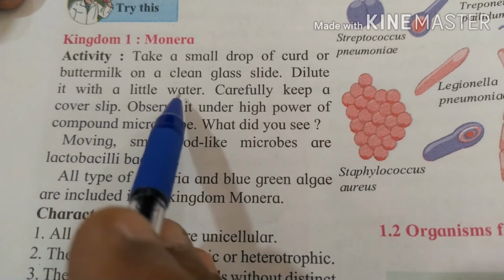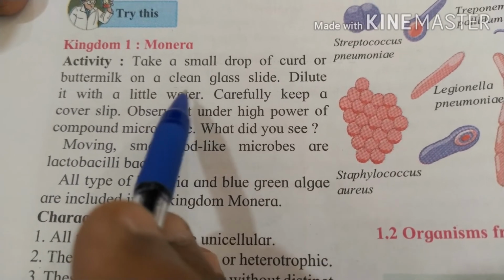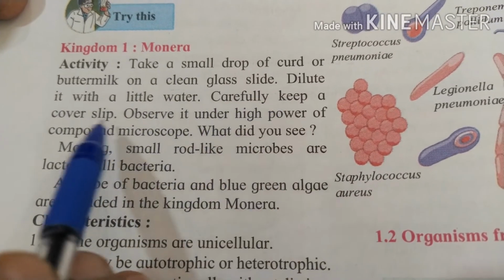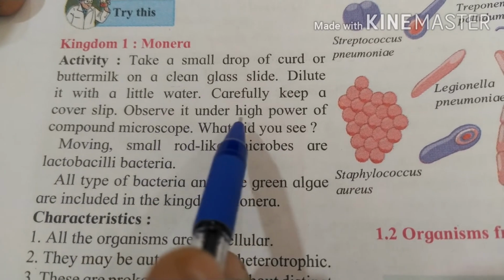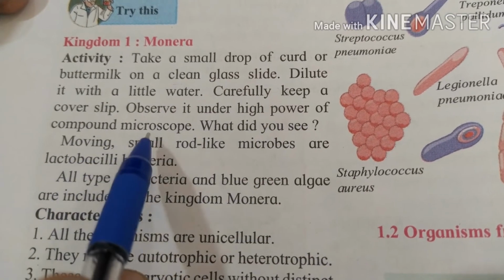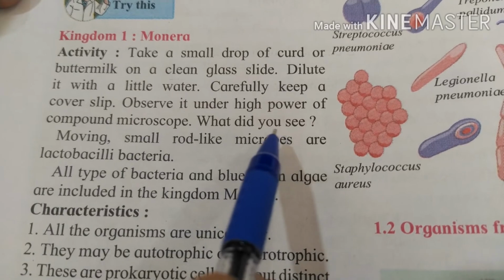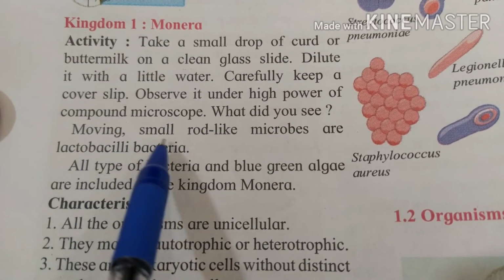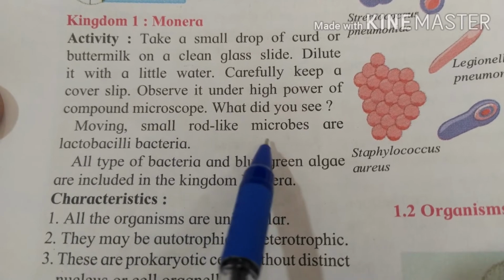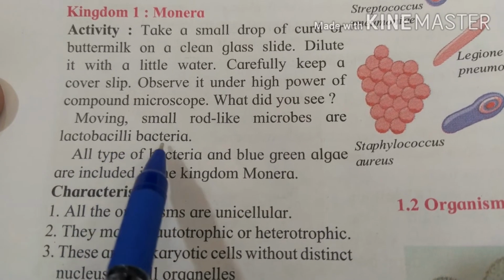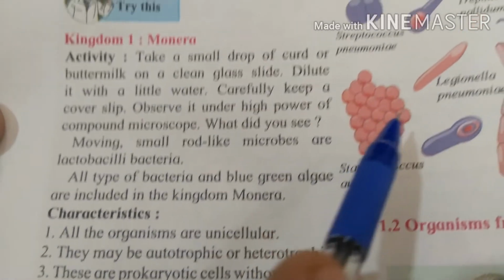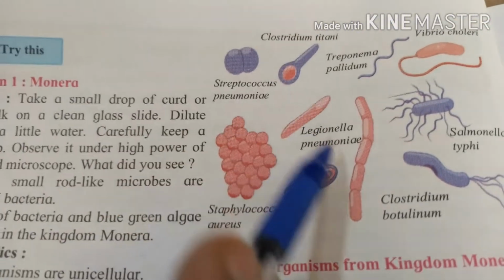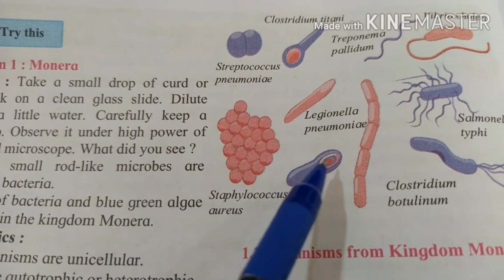Dilute it with a little water. Dilute means you have to add some water to that drop. Then carefully keep a cover slip. Observe it under high power of compound microscope. What did you see? We will observe moving, small rod-like microbes, which are lactobacilli bacteria. We are able to see this type of rod-like microbes.